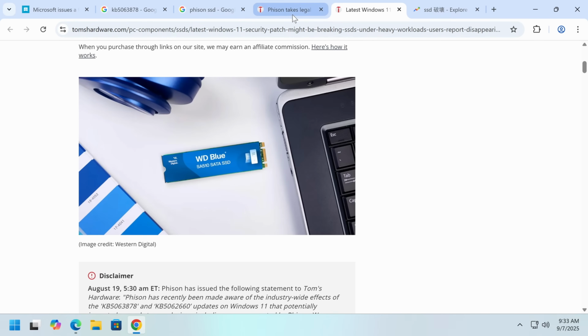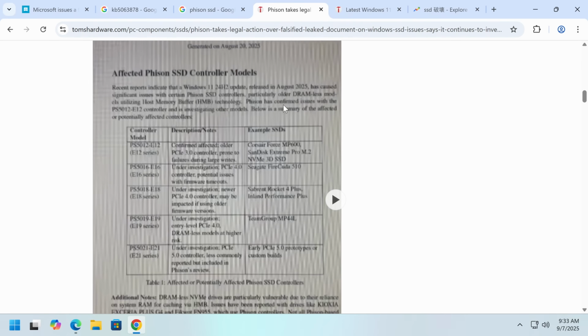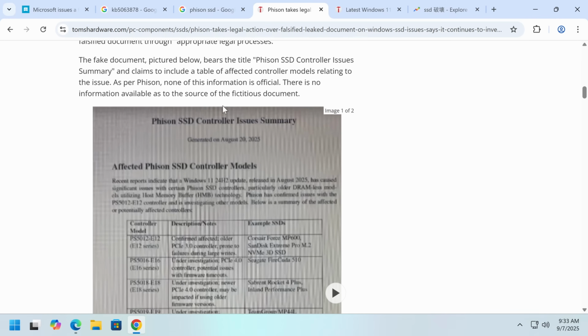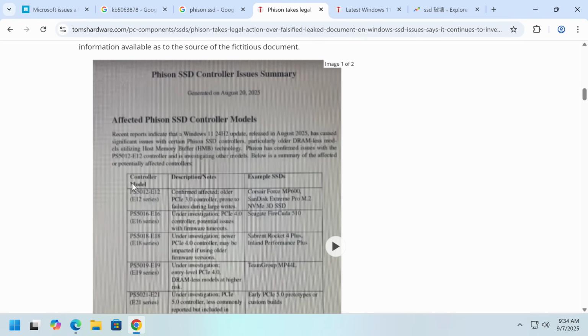Now, there was another really weird thing that happened here. This false document started circulating online. Phison SSD controller issue summary, generated on the 20th of August, 2025. Affected models. And this looks exactly like a press release that you would see from a company that was having trouble. And these controllers, as you can see, are used in a lot of SSDs.